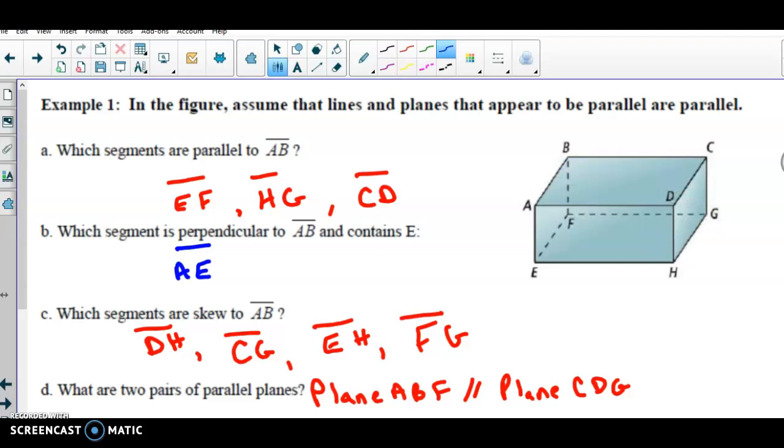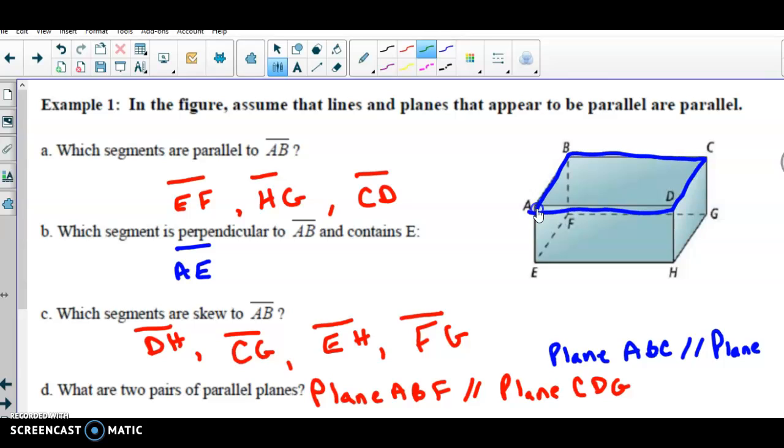Another pair, you could use the top and the bottom of the box. You could say plane ABC is parallel to plane, so here's ABC. That would be this part of the box. And then in green, I'll do the bottom, EFG.